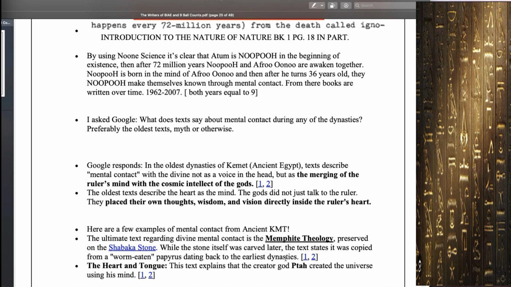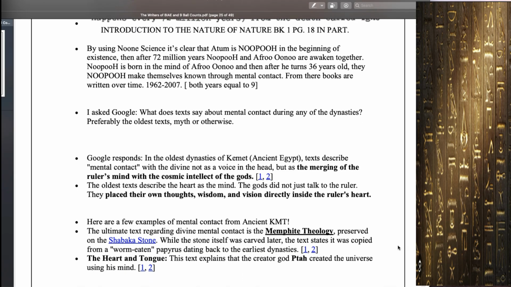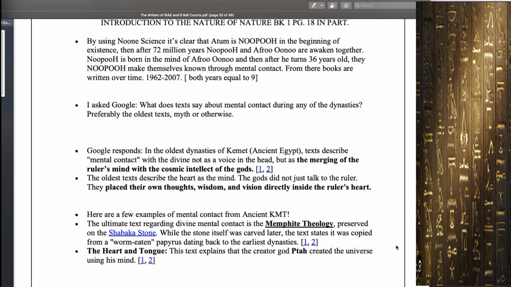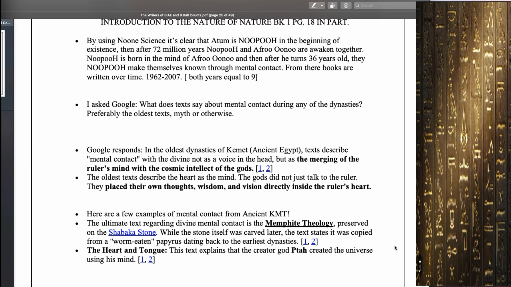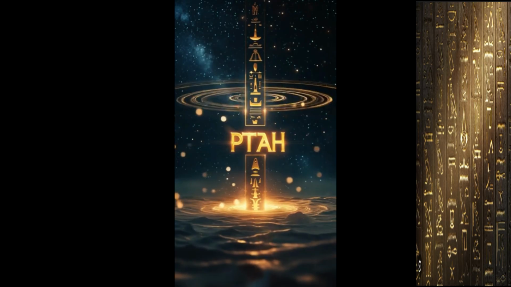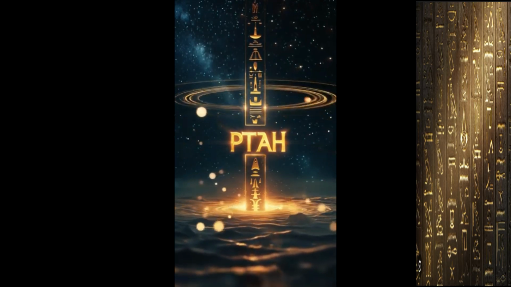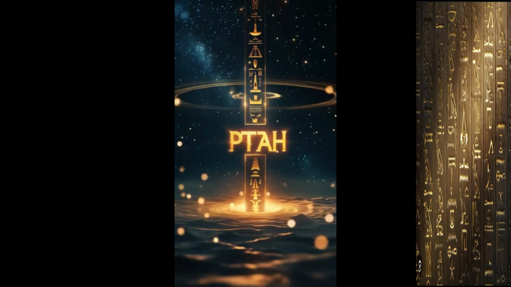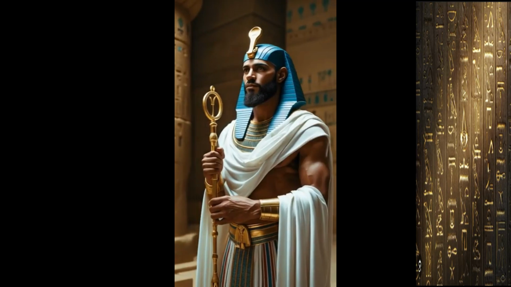The ultimate text regarding divine mental contact is the what? Memphite theology, preserved on the Shabaka stone. While the stone itself was carved later, the text stated it was copied from a worm-eaten papyrus dating back to the earliest dynasties. The heart and tongue. This text explains that the creator god Ptah created the universe using his mind. Before light, before chaos, there was only silence. Then Ptah spoke.